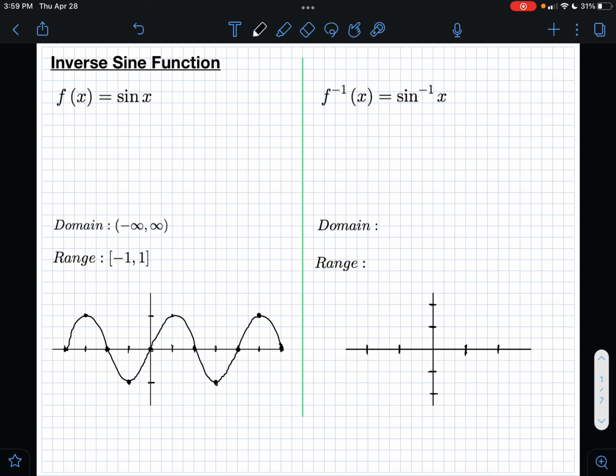Now, first off, let's look at the sine function. The domain of the sine function is negative infinity to infinity, and the range is negative 1 to 1. Now, the general rules for restricting domain in order to create an inverse function are that you want to keep the original range. You do not want to lose any y values. You just don't want to repeat them. So we don't want to cut away anything that's going to prevent the function from rising up to positive 1 or down to negative 1. On the other hand, we don't want to be repeating any of them either.